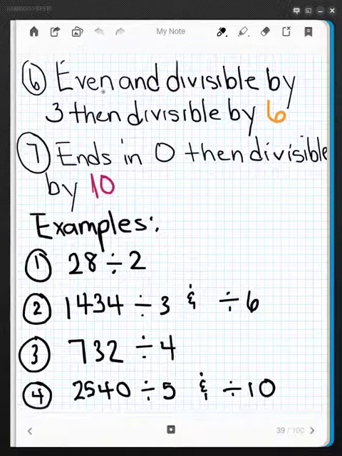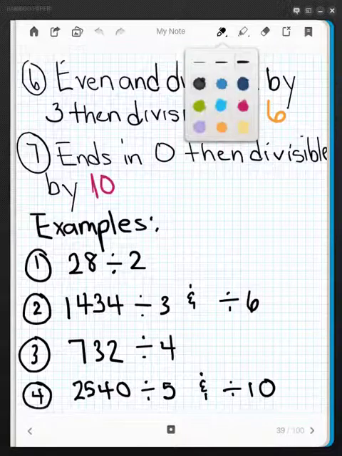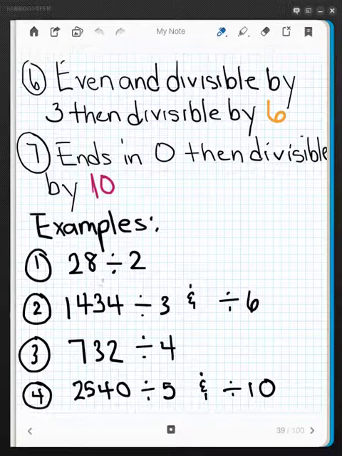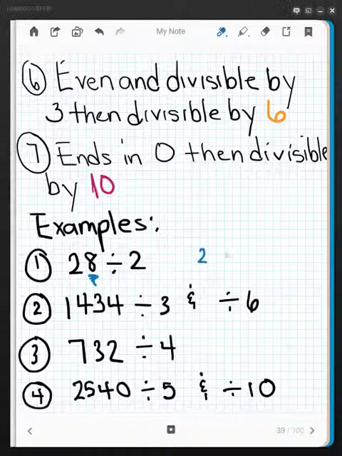And if a number is even and divisible by 3, that means its digits add to something divisible by 3, then it's also divisible by 6. So here are some examples of these, because just hearing those rules sometimes they don't make quite enough sense. 28 is divisible by 2 because I can see that it ends in a 0, 2, 4, 6, or 8. Let's check it out. 28 divided by 2: 2 goes into 2 one time, 2 goes into 8 4 times.